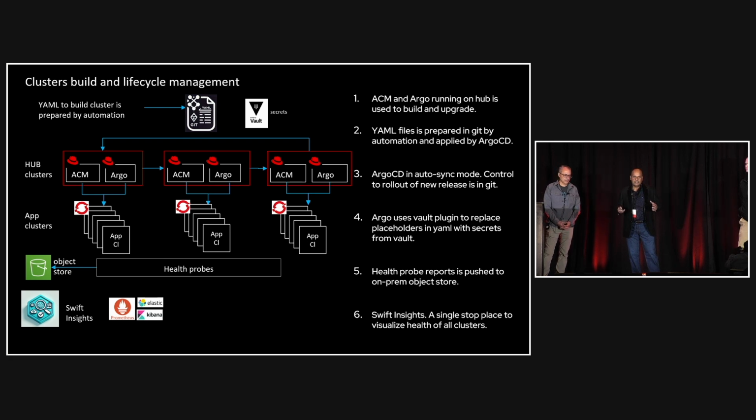It compares the health of the clusters with the source of truth that's in Git and gives us very good insights into what's happening with the cluster. Anytime we make any change to any cluster, we just go back to Swift Insights and see whether something shows up. If everything's good, then we are sure that the cluster upgrade went well.